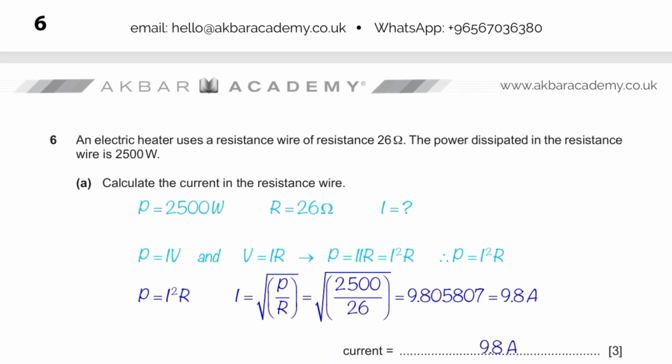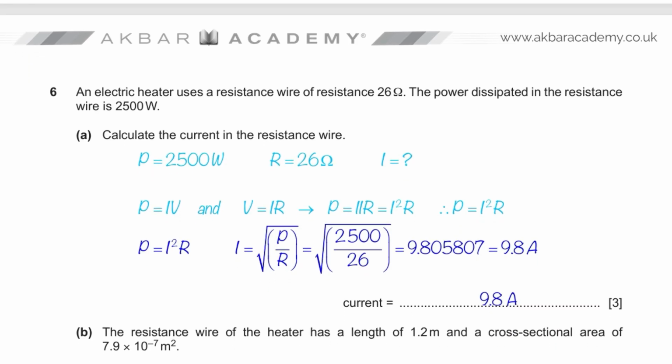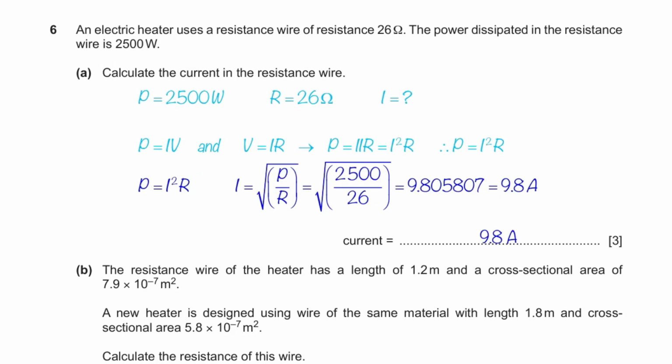Part B. Calculate the resistance of a new wire. Now we move on to part B, which looks at the physical properties of resistance wire. We are told that the original wire has a length of 1.2 meters and a cross-sectional area of 7.9 multiplied by 10 to the power of minus 7 meters squared. This wire has a resistance of 26 ohms. Now, a new heater is made using wire of the same material, but it has a length of 1.8 meters and a cross-sectional area of 5.8 multiplied by 10 to the power of minus 7 meters squared. We're asked to calculate the resistance of this new wire.